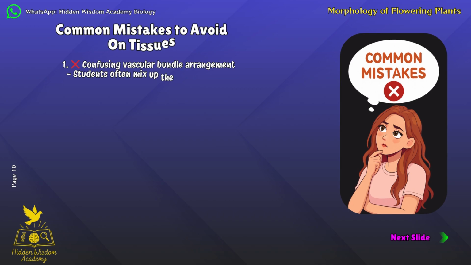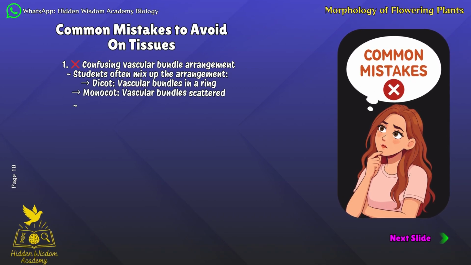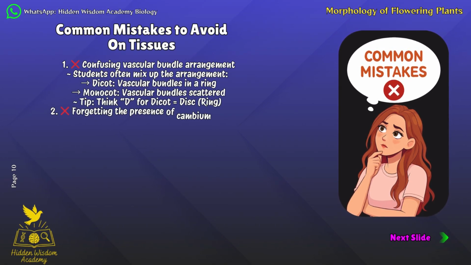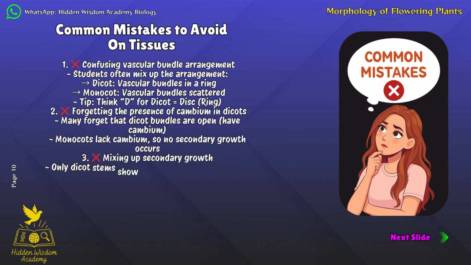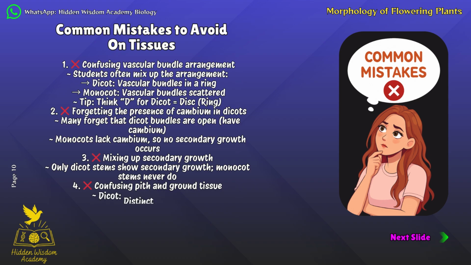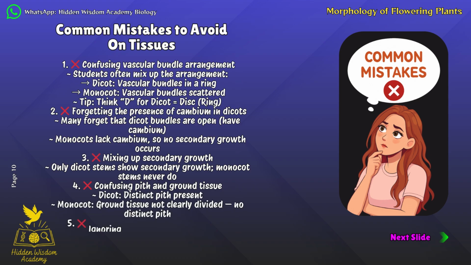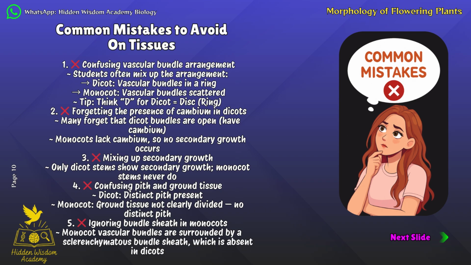Before we wrap up, let's quickly look at the common mistakes you must avoid in stem anatomy. First, never confuse the vascular bundle arrangement. Dicots have them in a ring, while monocots have scattered bundles. Second, remember that dicot stems have cambium and can show secondary growth, but monocots cannot. Also, don't mix up the pith, it's distinct in dicots and absent in monocots. Another key point, monocot stems have a bundle sheath, which dicots don't. Avoid these mistakes, and you'll score full marks in this topic.